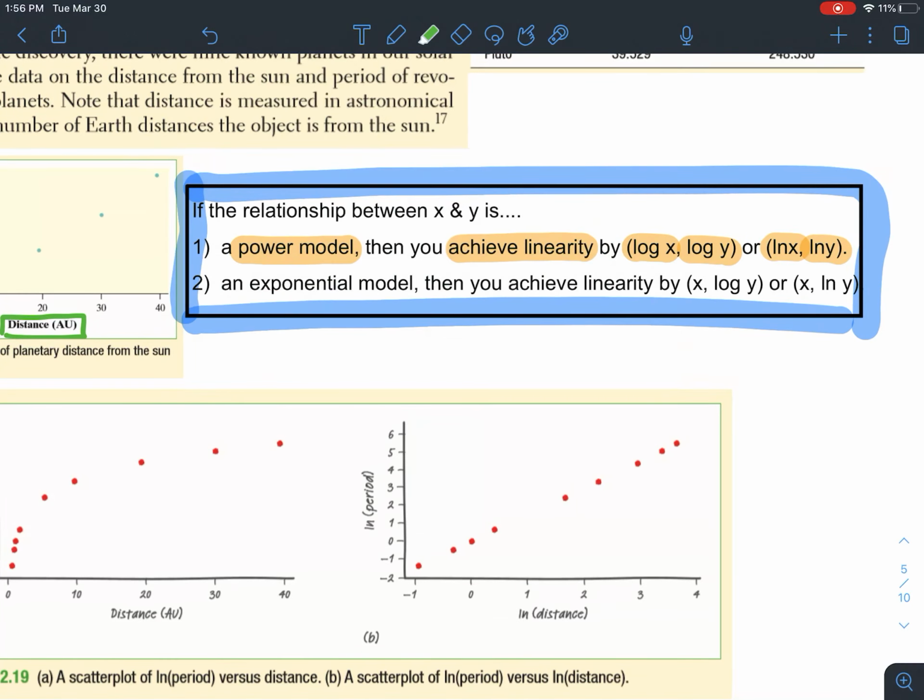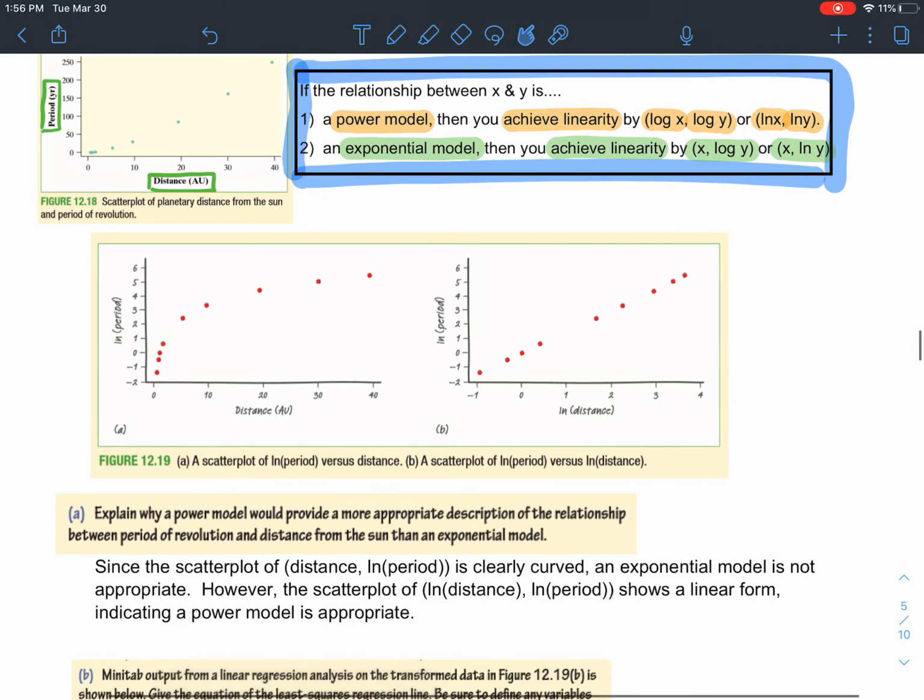The other option is if the original scatter plot is actually exponential in nature, then you would achieve linearity by leaving the explanatory variable the same, but only taking log or natural log of the response variable, either way. It's not really until you perform both of these transformations that you get a sense of what the original relationship really was between x and y. What you see pictured below in these two scatter plots are each of these two transformations.